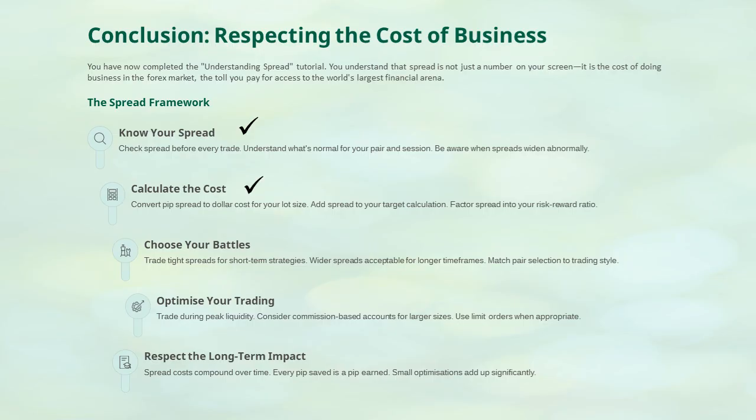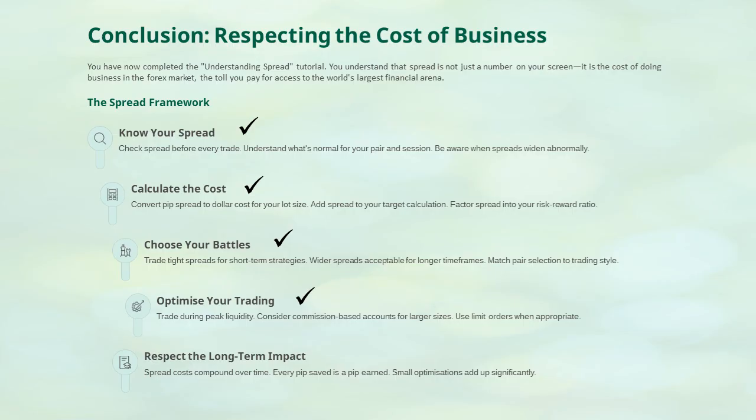Second, calculate the cost. Convert the pip spread to dollar cost for your lot size. Add the spread to your target calculation. Factor the spread into your risk-reward ratio. Third, choose your battles. Trade tight spreads for short-term strategies. Wider spreads are acceptable for longer time frames. Match your pair selection to your trading style.